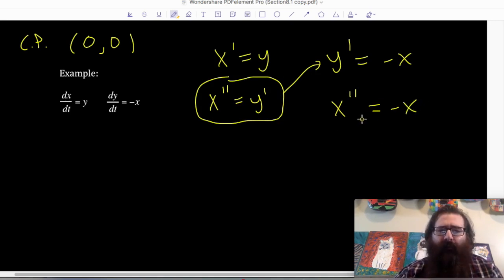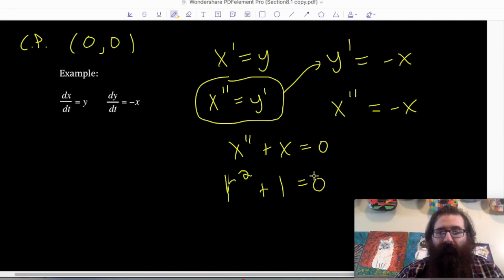And now I can set this equal to 0. So x double prime plus x equals 0. So I have my homogeneous differential equation, second order. And I can go ahead and work with the characteristic equation now. So here x double prime gets replaced with r squared. And then plus 1 equals 0.